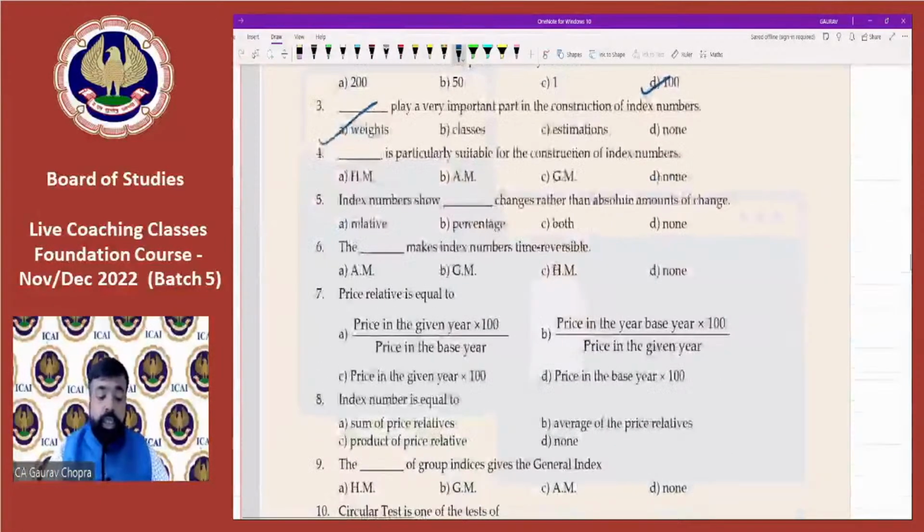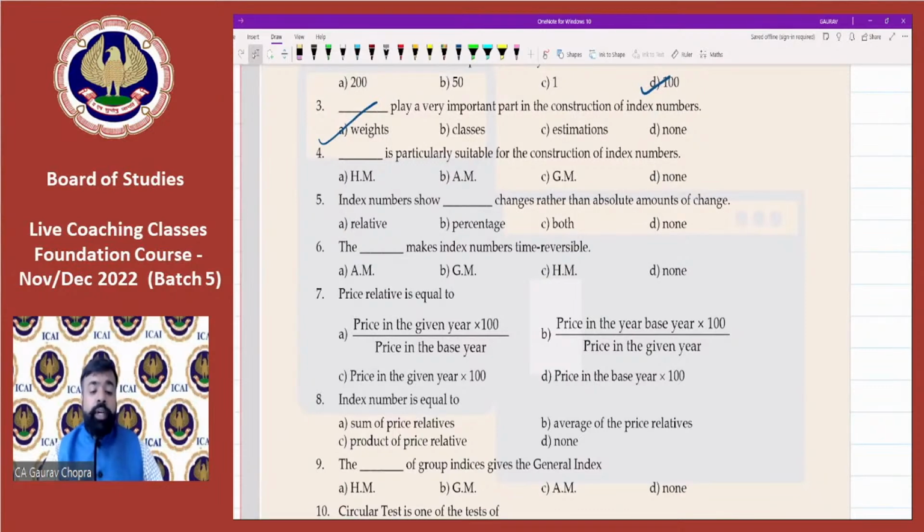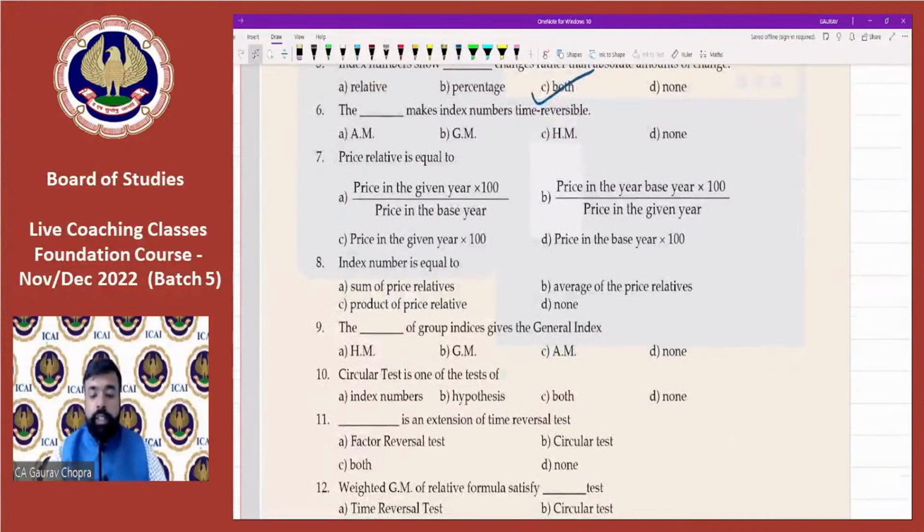Then dash is particularly suitable for construction of index number. Which is the best average for index number? Geometric mean. Index number shows dash changes rather than absolute. In index number we see percentage change, which is known as relative change, so the correct answer will be both. Dash makes index number time reversible. We can use geometric mean and it becomes time reversible because P01 into P10 should be equal to 1.